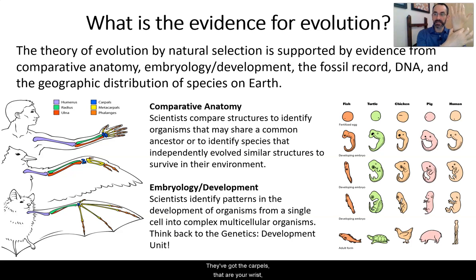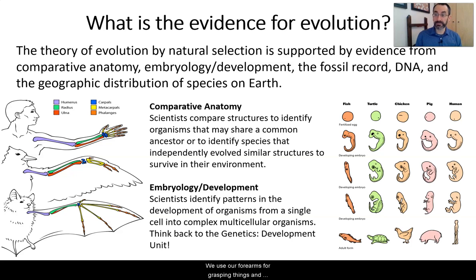They've got the carpals that are your wrists that allow a whole bunch of different movement, the metacarpals, which make up the hand, and then the phalanges, which are the fingers. All three of these organisms have the same sets of bones. Bird has a handful of less fingers and a little bit less to their metacarpals, but otherwise we have this same set of bones in all three of these, even though they don't all perform the same function. So the function may be different, but the structure is similar.